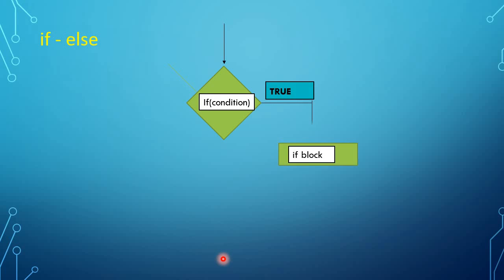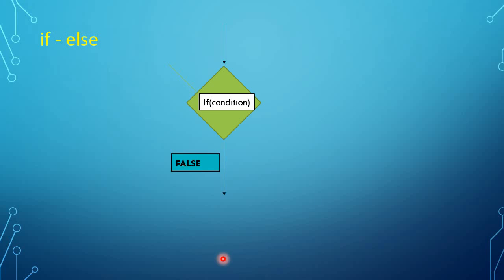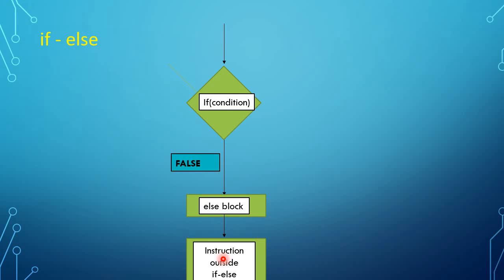So if the condition is true, then the if block will execute. After that, the next instruction. If the condition is false, then the else block will execute. Then move to the next instruction outside the if else.